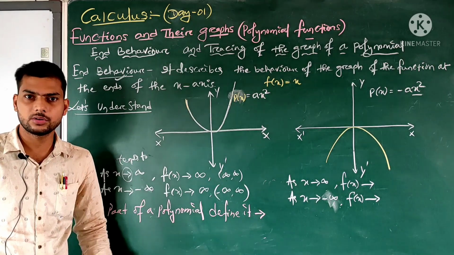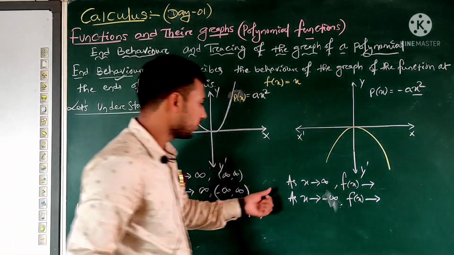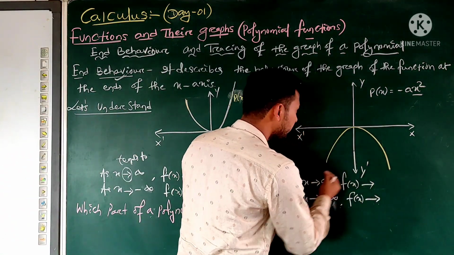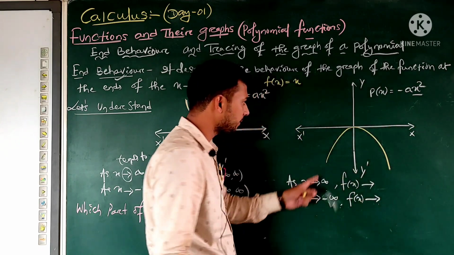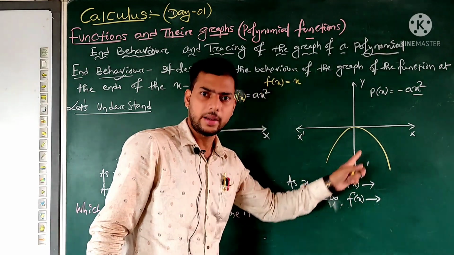Now p of x is equal to negative x square. Let's proceed from this side. If x tends to infinity, x goes to this side, then we can see f of x going towards negative infinity.